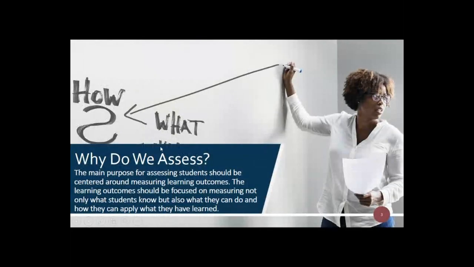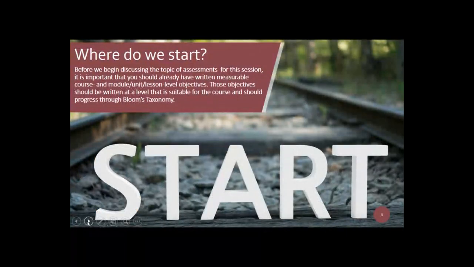So to begin with, we're going to talk about why do we assess. And so the main purpose for assessing students should be centered around measuring learning outcomes. The learning outcomes should be focused on measuring not only what students know, but also what they can do and how well they can apply what they've learned. And so we're going to look at that and what that looks like throughout. But again, that goes to the alignment piece, which we'll talk more about in just a second.